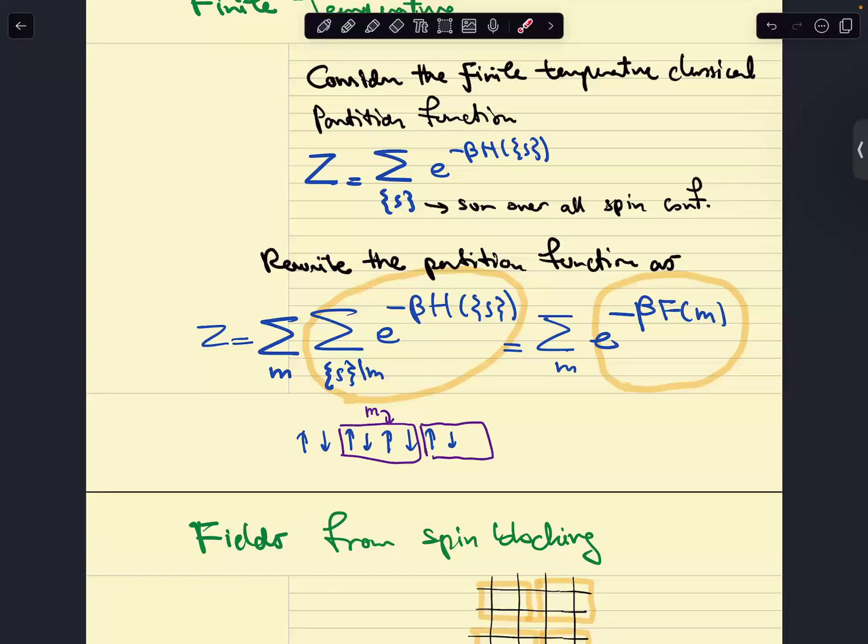For example, a very concrete example is you could think of blocking 3 spins into one unit, and call that, what was it called? The majority vote, right? So you could replace 3 degrees of freedom with 1 degree of freedom, and we could call it majority vote. If it's up, up, down, this becomes up. If there are 2 downs here, it will be down.